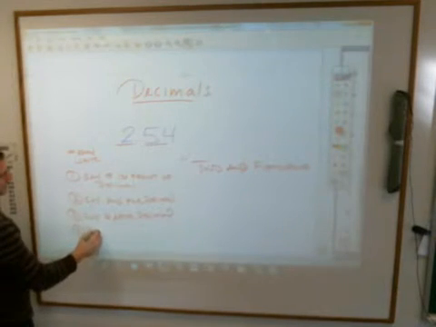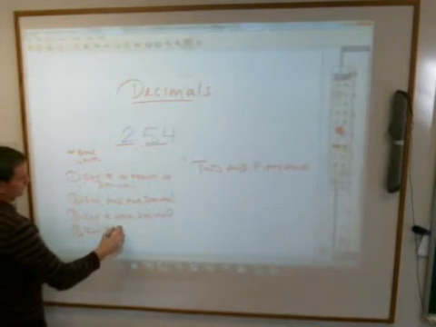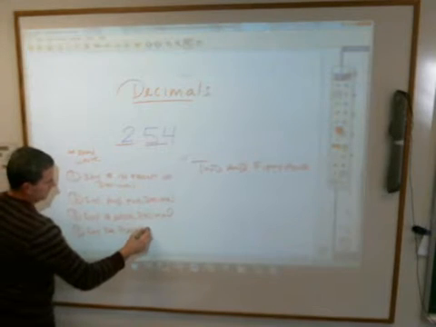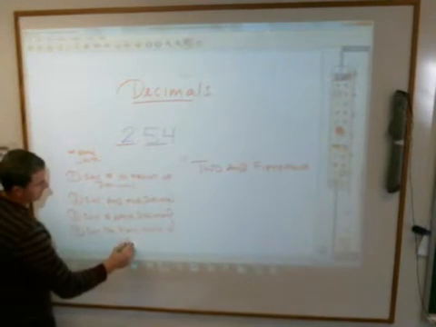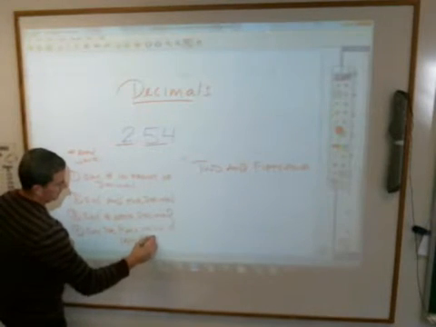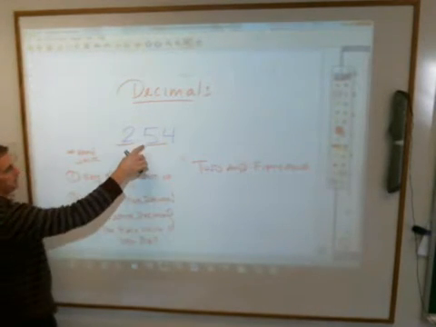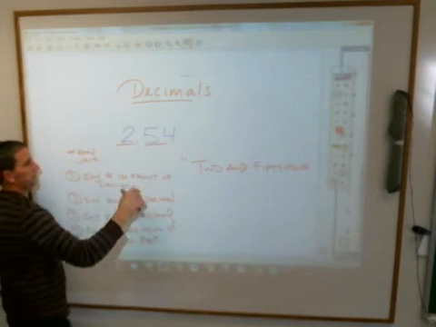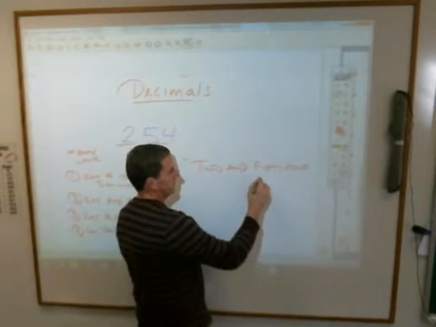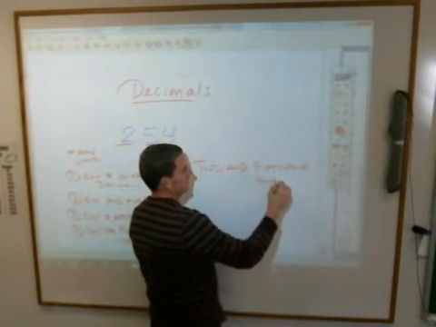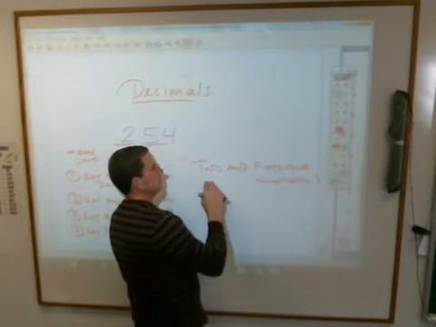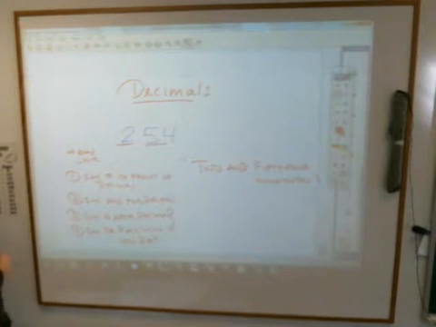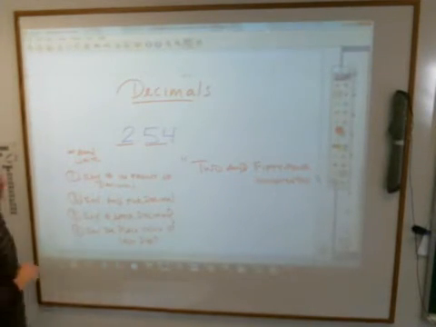You have to say the place value of the last digit. That last digit is in what place? The hundredths place. So you have to finish this up by saying hundredths. 2 and 54 hundredths.